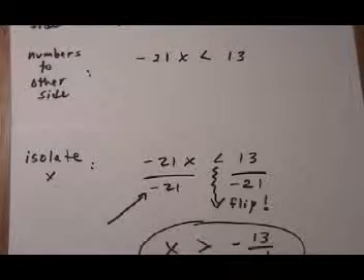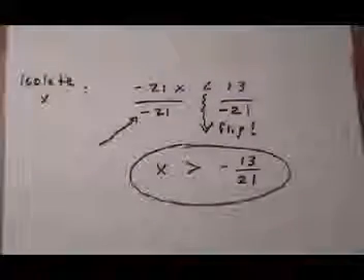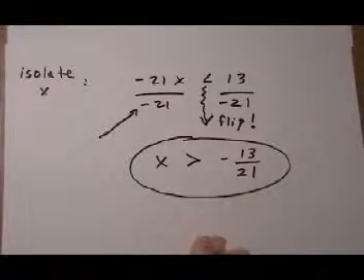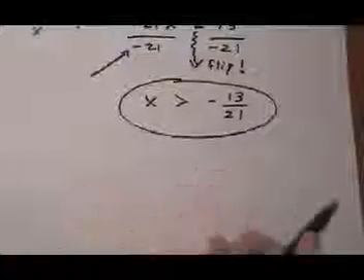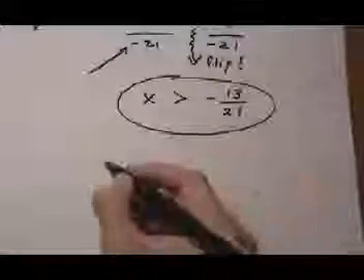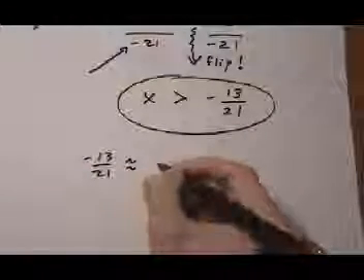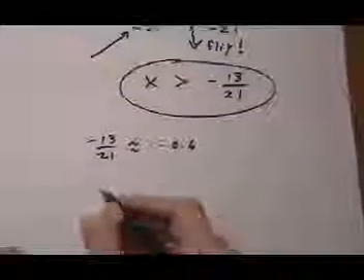And I believe in test 2 review they're just asking you to get this final answer, not to graph it. But let's go ahead and graph it too, because I want you to see how do you graph something like this. What I would do for this one is I would say minus 13 over 21 is approximately equal to minus 0.6.